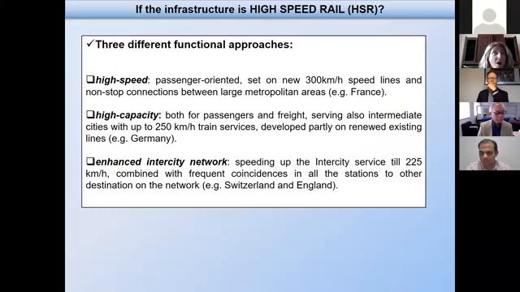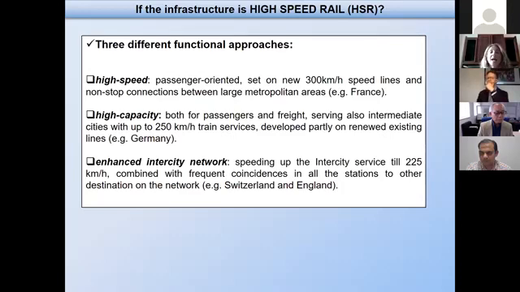Then I call high capacity system the lines that are conceived both for passengers and freight, serving also intermediate cities, with train services up to 250 kilometers per hour, developed partly on renewed existing lines. This is, for example, the case of Germany in Europe.